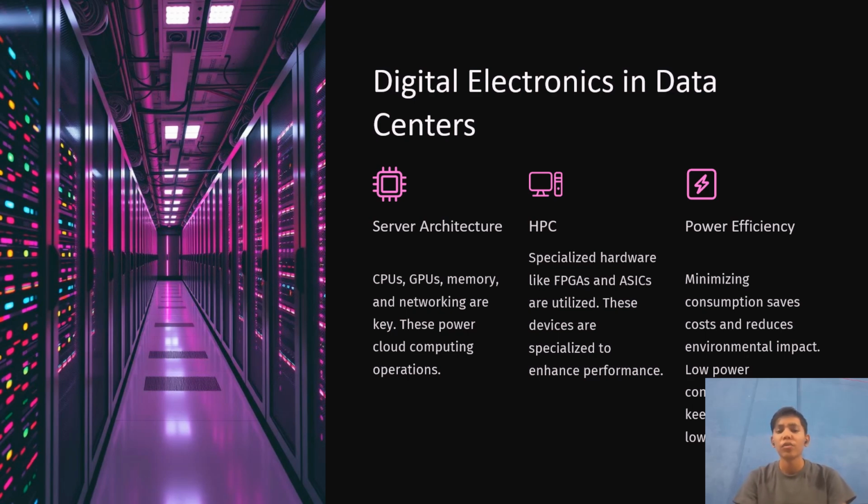So CPUs, GPUs, memory, and networking are key. These power cloud computing operations. In HPC, specialized hardware like FPGAs and ASICs are utilized. These devices are specialized to enhance performance. It means that FPGAs and ASICs are devices that specially work to enhance performance and power efficiency. So it saves power and has low latency. So this is all about power efficiency.